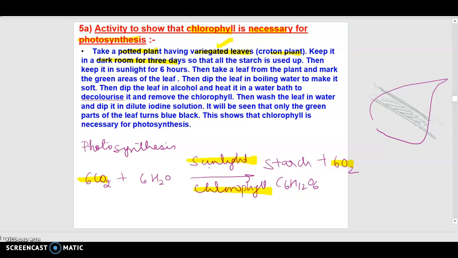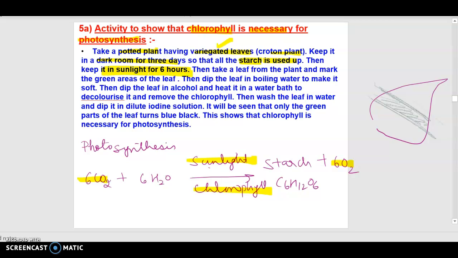Why are we keeping the plant in a dark room? To remove starch. Starch cannot be removed, but the starch which was already prepared there with the help of sunlight and chlorophyll when this plant was exposed to sunlight must be used up if we keep it in the dark room for 3 days. After that we keep it in sunlight for 6 hours.